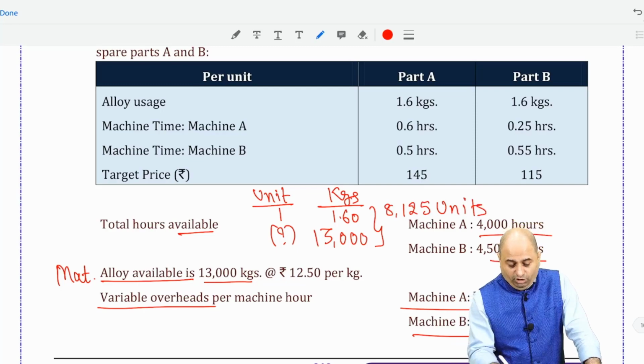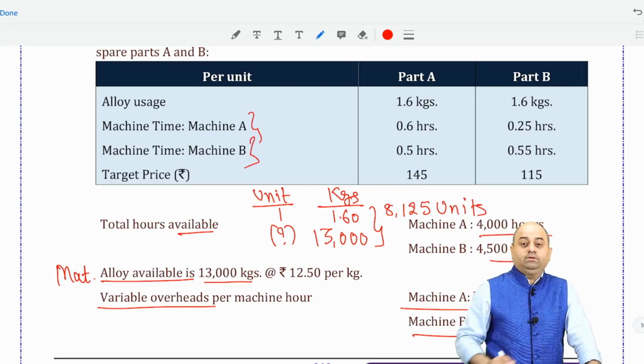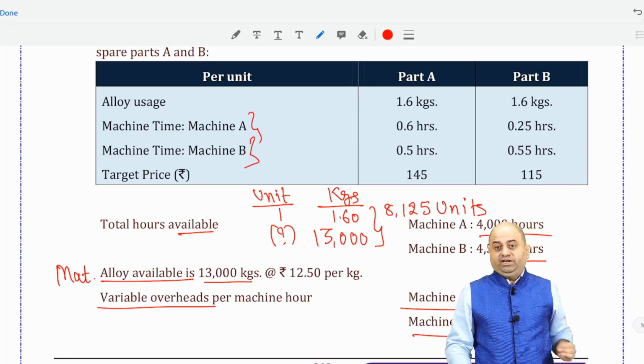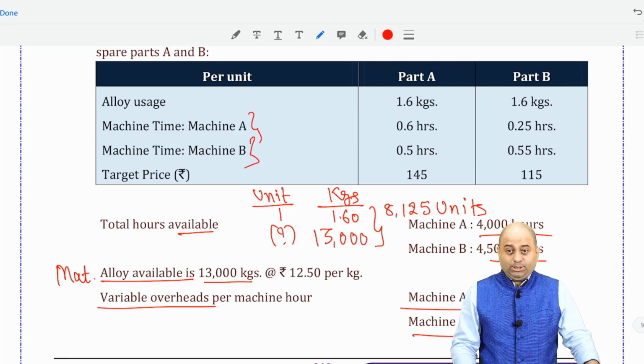Same thing you do for machine A and machine B. Same thing you do for both of them. Naturally, you will get 3 different numbers of units. Question is how to select. Technical answer, first the technical answer: lowest of the 3.